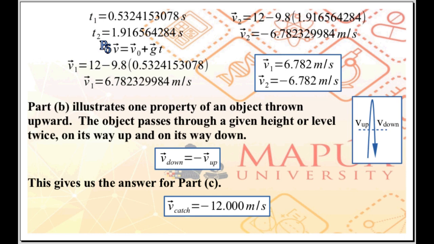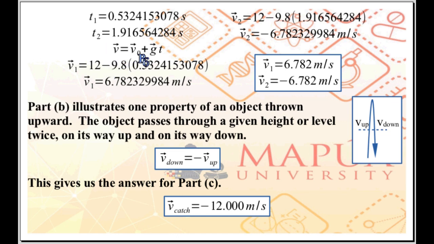T1 and T2. T1 is equal to 0.53241533078 seconds, and T2 is equal to 1.916564284 seconds. The two values are positive, meaning they are both valid values for the time of travel, which means the object will reach the 5-meter mark twice, at T1 and T2.